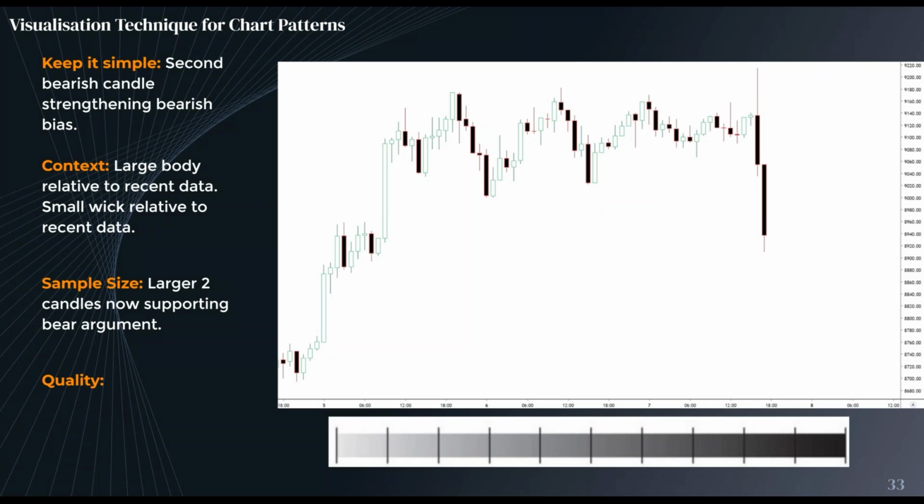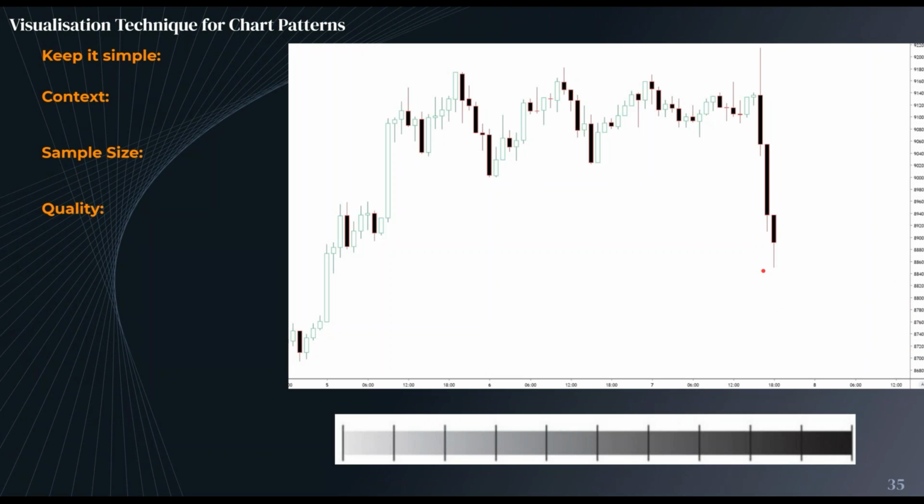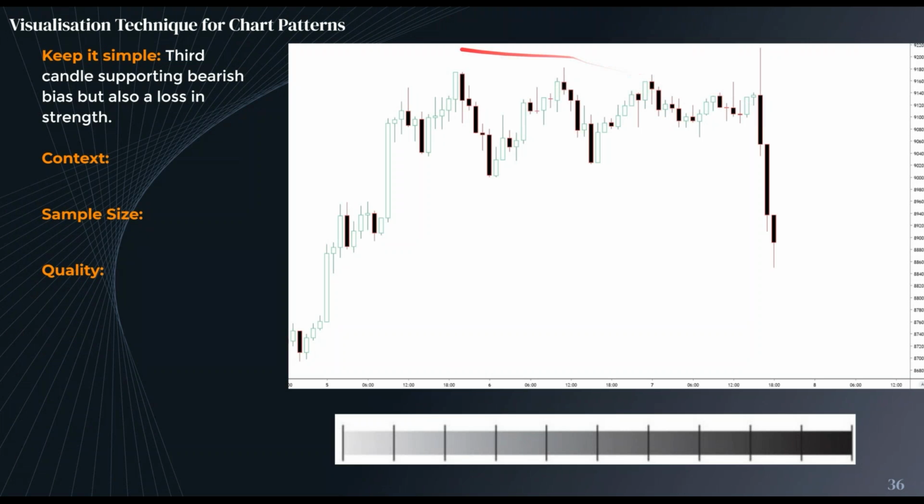Sample size. Now we have two candles, so we have a much stronger argument. Quality, remember, there's no anomalies here, and expect that for the rest of this lesson. So we've had a shift now. The sample size has increased to 2. This one is bigger than the last one, so we've moved very much over to having a bearish bias. And we have another candle. This one's a little bit different to the last two because it's smaller, so let's keep it simple. Third candle supporting bearish bias, but also shows a loss in strength.